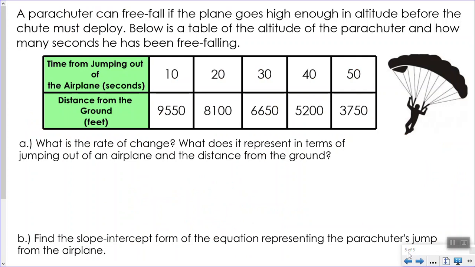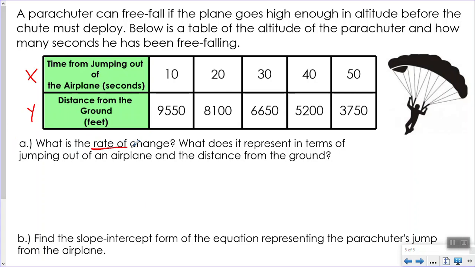Alright, here's our last question. A parachuter can free fall if the plane goes high enough in altitude before the chute must deploy. Here we have a table of altitudes, or distance from the ground, and how many seconds the parachuter has been falling. Now here, the time since we've jumped out of the airplane is going to be our independent variable, and our distance from the ground is our dependent variable.